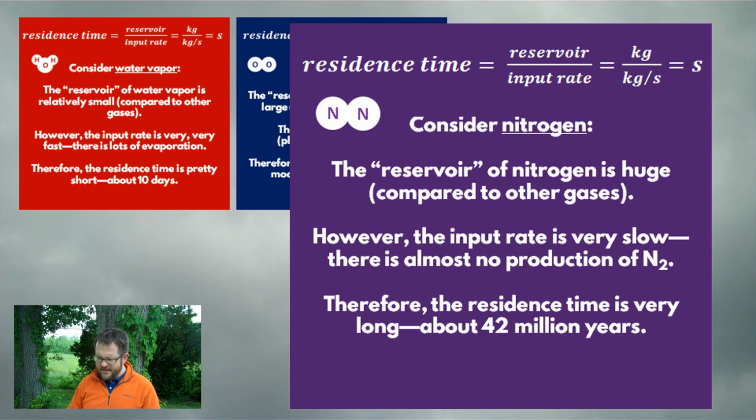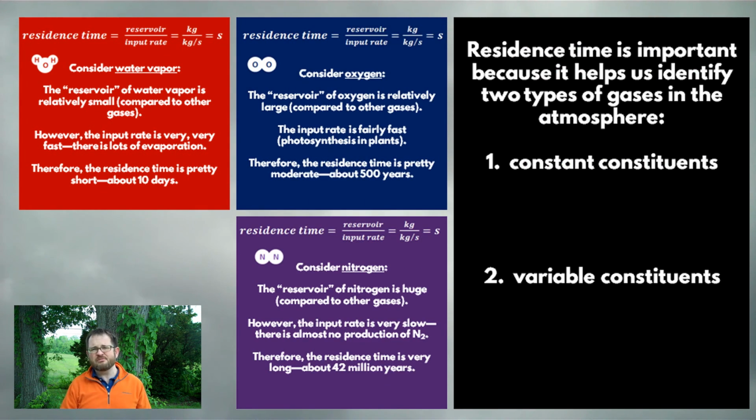for water vapor. In fact, this gives us an idea that actually, based on the residence time, we should be able to sort the components of the atmosphere, or the constituents of the atmosphere, out into two piles. We're going to say that depending on their residence time, we're going to call them either constant constituents of the Earth's atmosphere or we're going to call them variable constituents of the Earth's atmosphere.